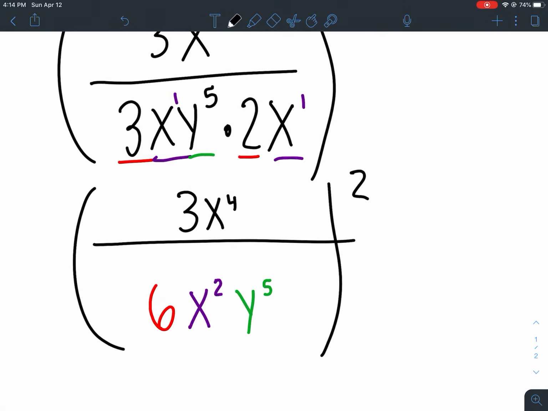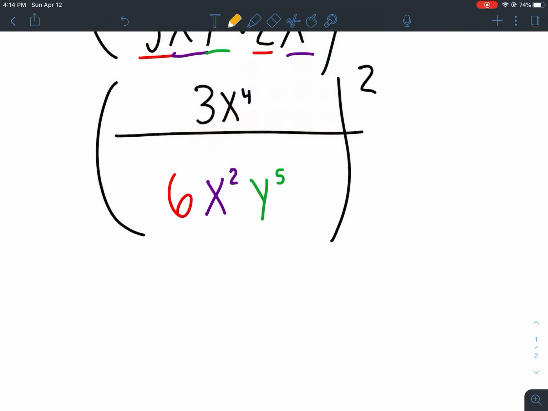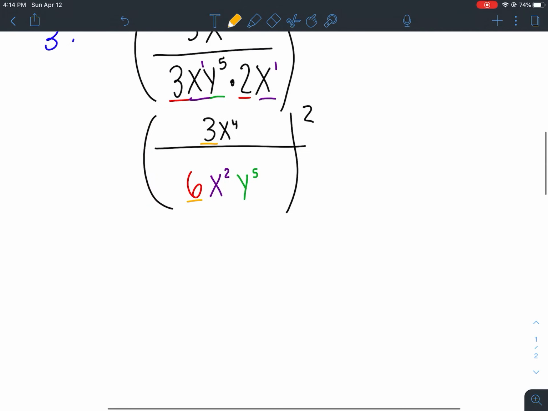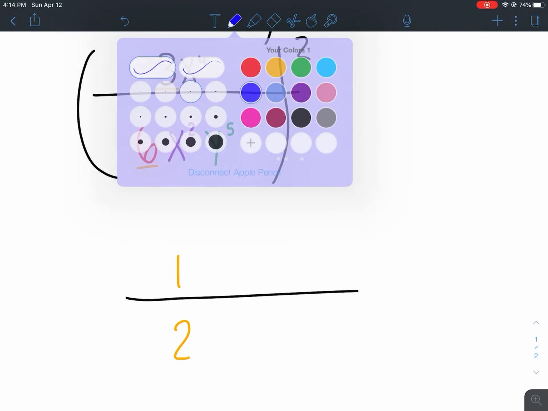Before I even want to distribute that exponent on the outside, I want to simplify this fraction first. So the first thing I notice is I can simplify 3 divided by 6. 3 divided by 6 is 1/2. Okay, 1/2. 3 divided by 6. You can type that in Desmos and it will simplify for you.